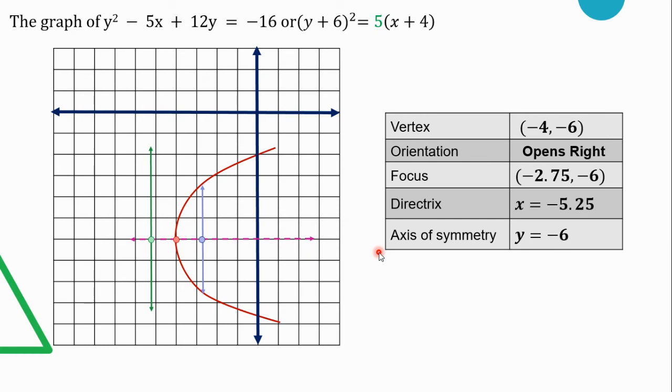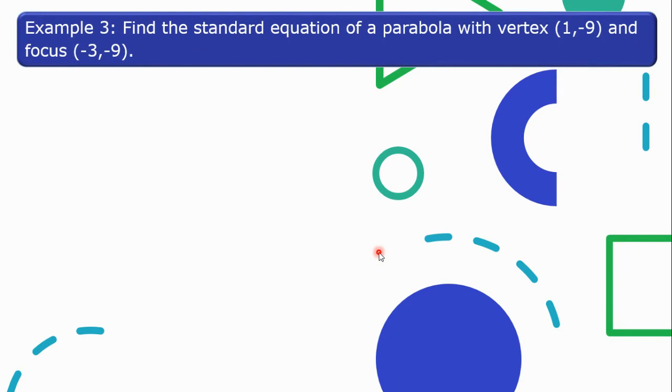Okay. If you are still confused with our first two examples, we have another example. Find the standard equation of a parabola with vertex 1, negative 9 and focus negative 3, negative 9. This time, we are given points and we will find the equation. So, how do we answer this problem?